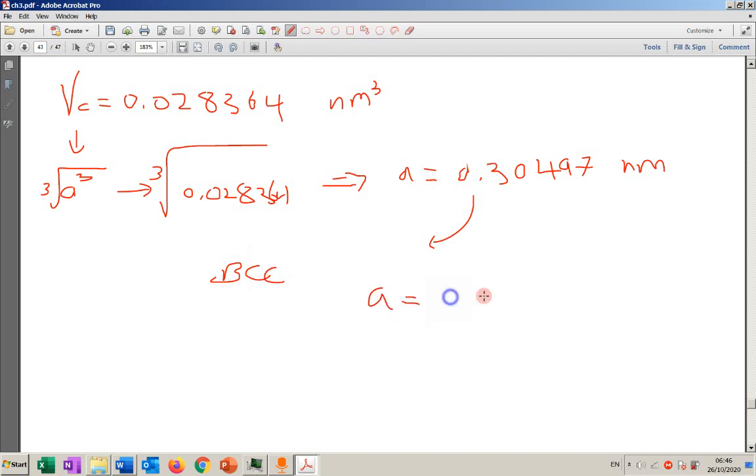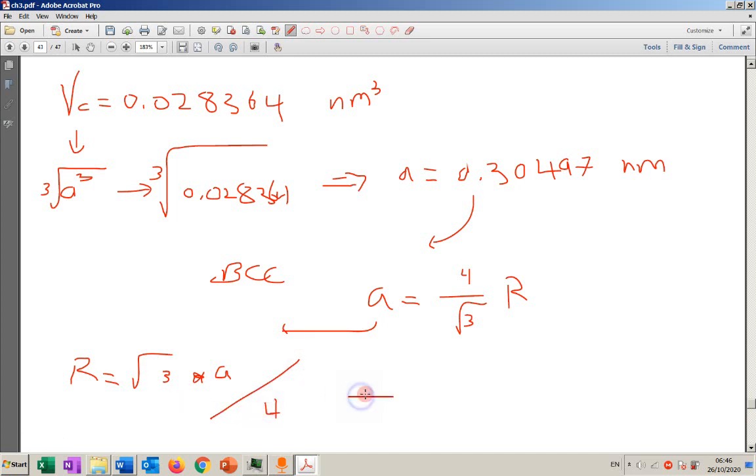And because we have BCC crystal structure, we have A is equal to 4 over root 3 times R. Then R will be root 3 times A divided by 4. So since we have A, we can calculate.